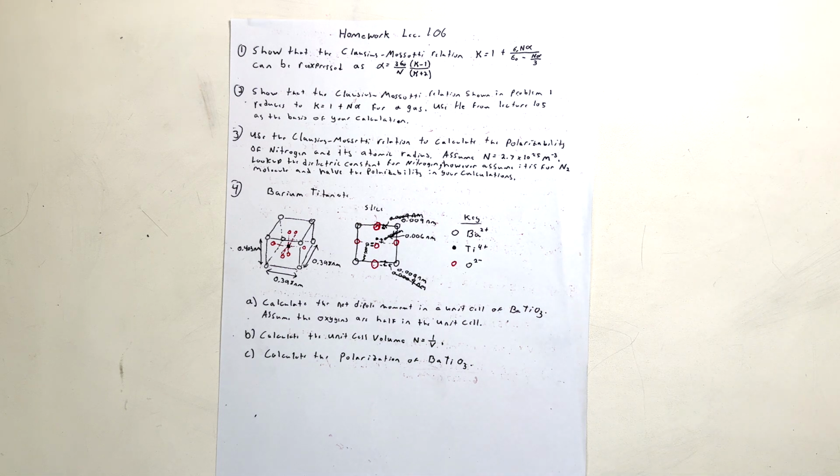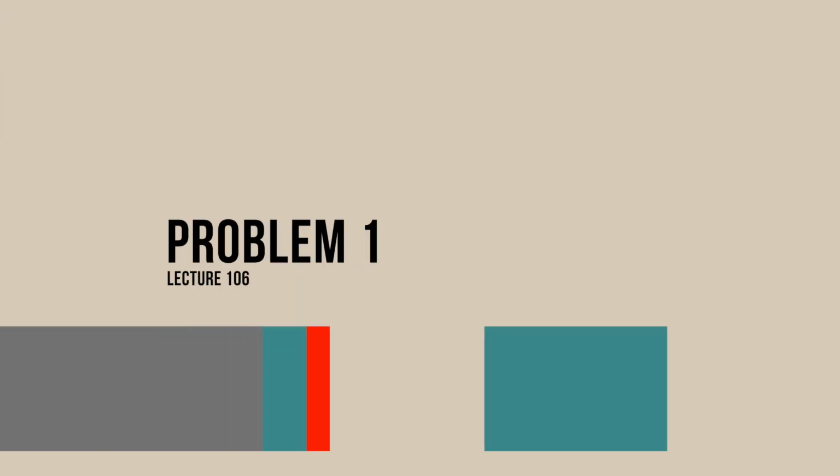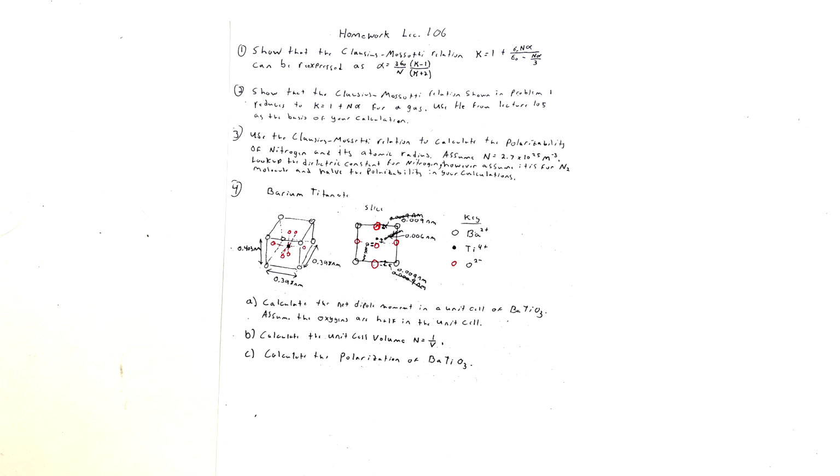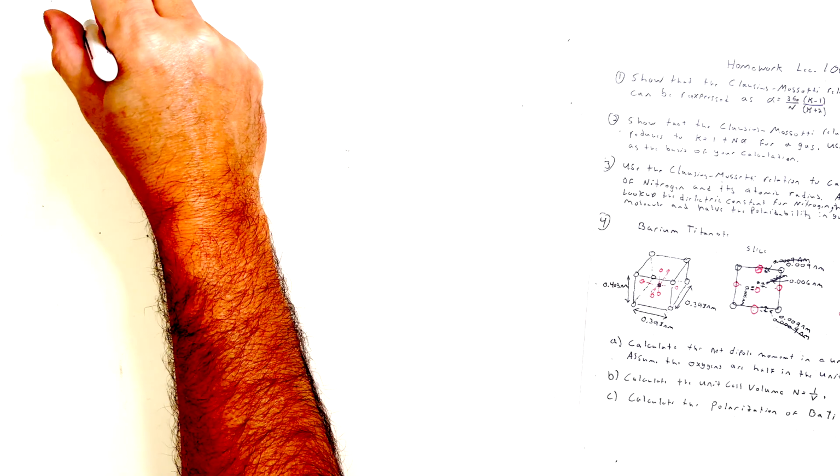Homework, Lecture 106. Problem 1. Show that the Clausius-Mossotti relation can be re-expressed as this. Okay. That's a fairly straightforward exercise in just algebra. Set this off to the side. Number 1.